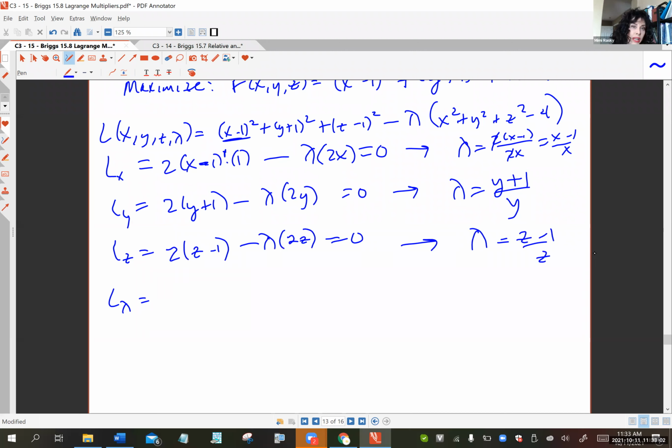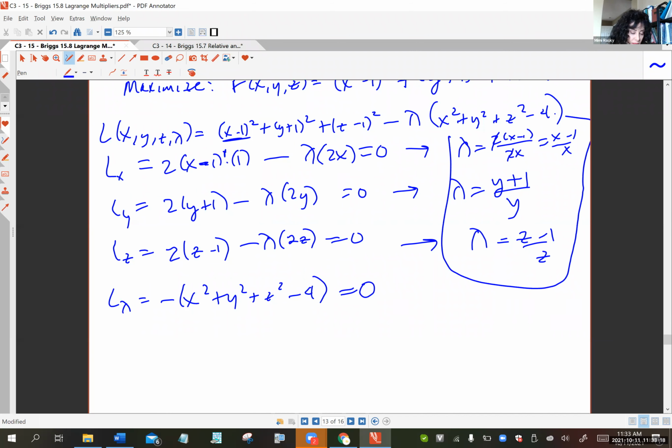And of course, when you take the derivative with respect to the Lagrange multiplier, lambda, you'll get the opposite of your constraint. And when you set it equal to 0, that is your constraint. Okay, now what? I got 3 different lambdas.